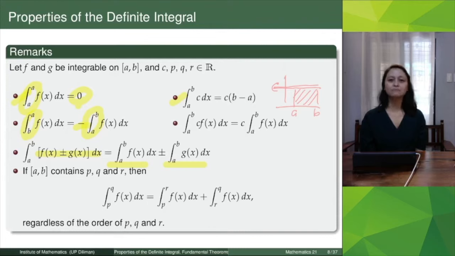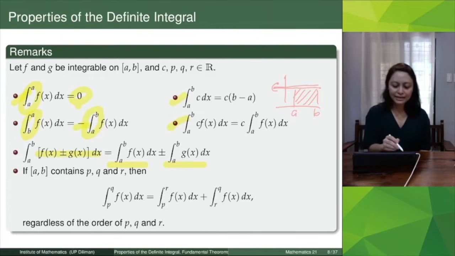So, c times b minus a. Okay? Next property. The definite integral of c f of x dx from a to b is equal to, you can take out the c, c times the integral of f of x dx from a to b. Okay, and then last property.